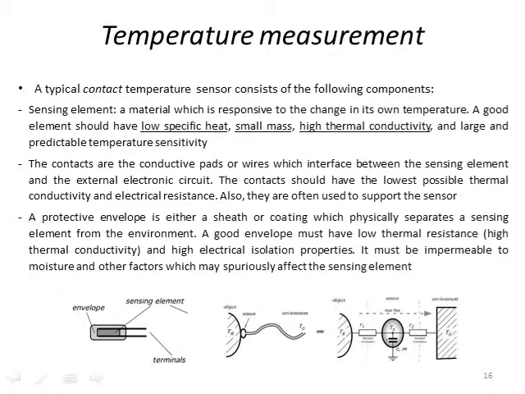So this explains also some of the concepts here, and you can read this over. A typical contact temperature sensor consists of the following components. It has a sensing element, contacts, and then an envelope around the sensing element to protect it from the surrounding environment. And these terminals on the outside are going to be the probes that make contact to the element. And then you can see the example. This was a contact type of measurement that we used in our example.